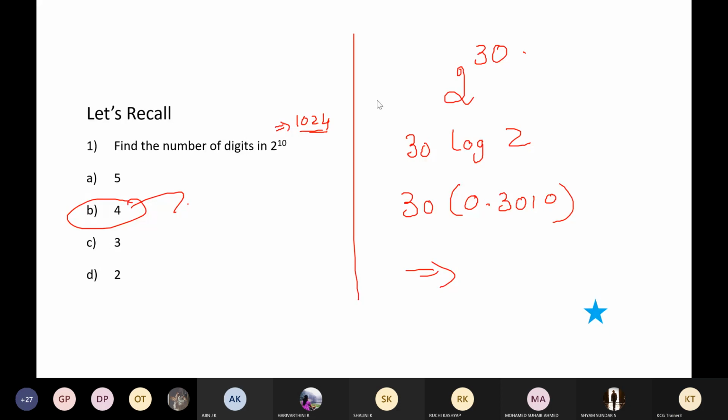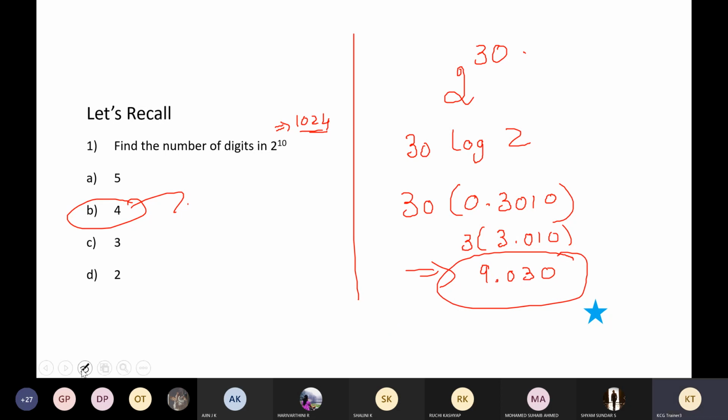Very good, Nitya, Kalyani and Harita. Okay, so once I multiply these two, what would I get, guys? First, if I multiply just 10, I can write this as 3 into 3.010. And if I multiply 3 now, what will I get? 9.030. So this is the value. Now take the front part. What is the front part? 9. Add 1 to it, which means there are 10 digits.